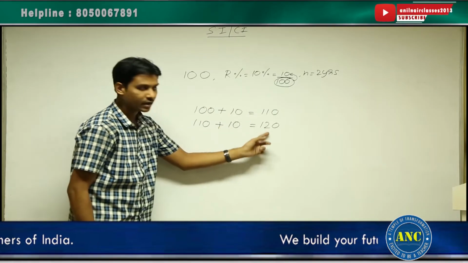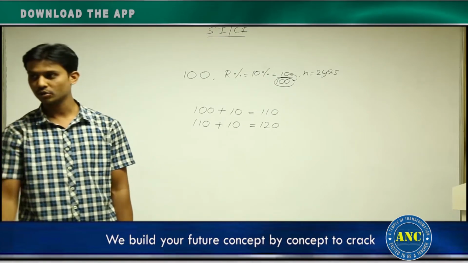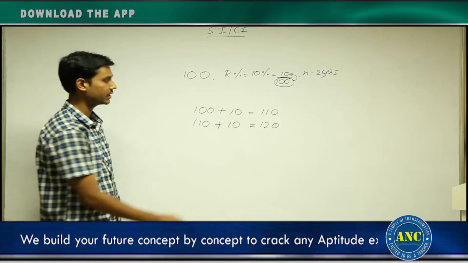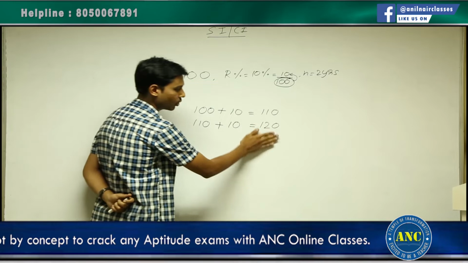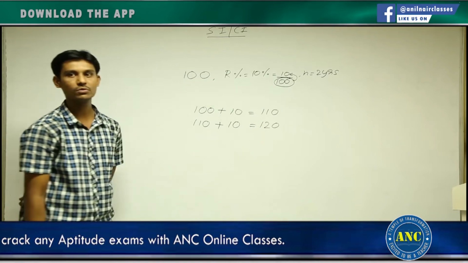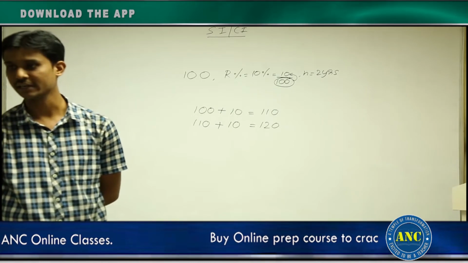How much am I giving you back? I am giving you 120 rupees back. The money which I am returning to you is called the amount. I took 100 rupees from you, and I am giving you 120 rupees. How much extra am I giving you? 20 rupees extra. The extra amount which I am giving you is called interest.